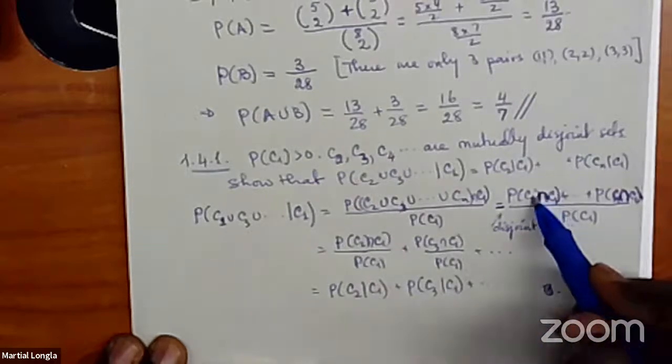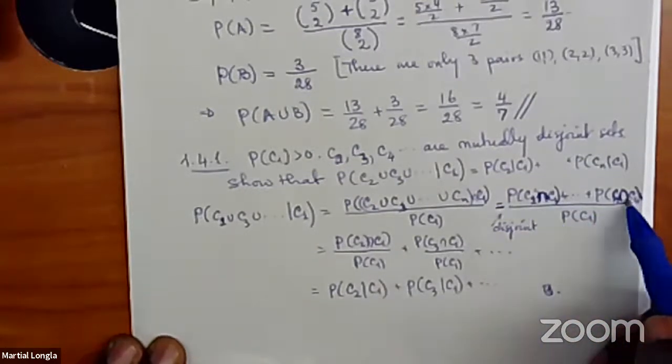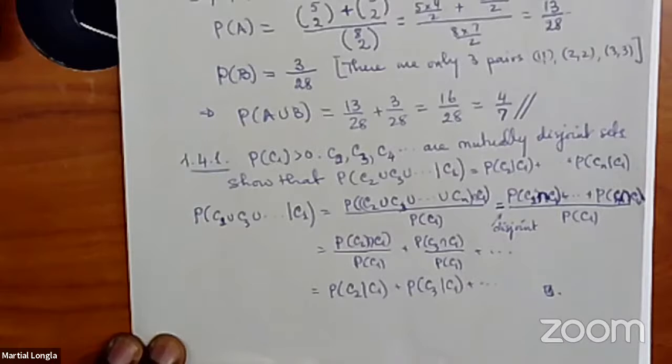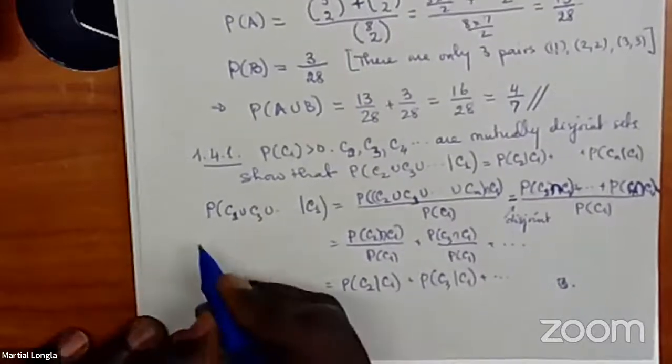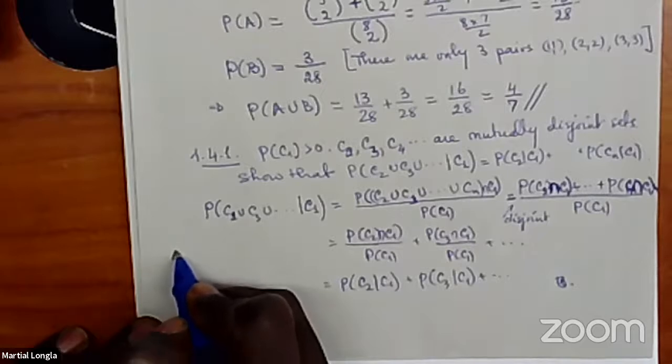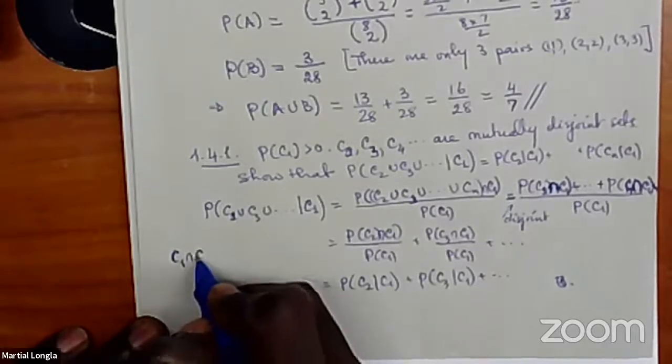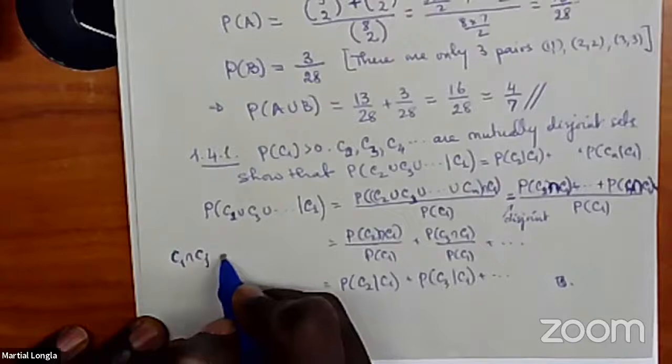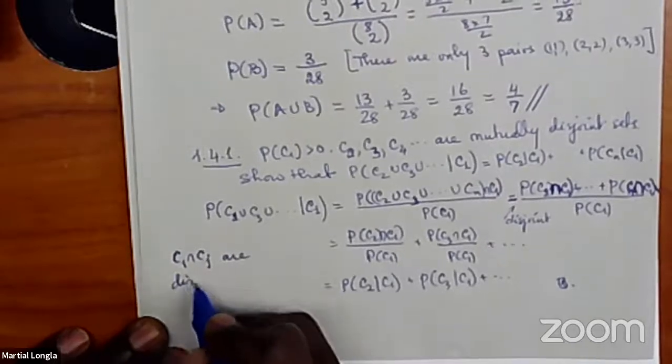So this is disjoint with the next one. This is disjoint with the other one. And any two of them are disjoint. And that's all that is important. And on the works of most of you who had that issue, I wrote this, that you should write that C1 intersection with Cj are disjoint.